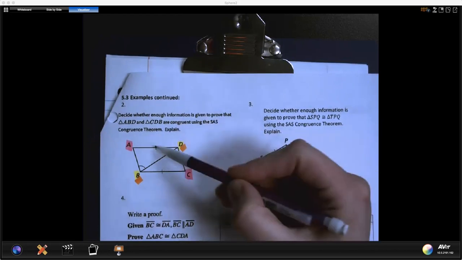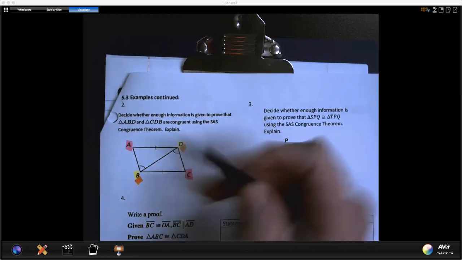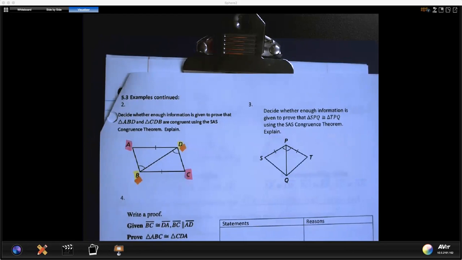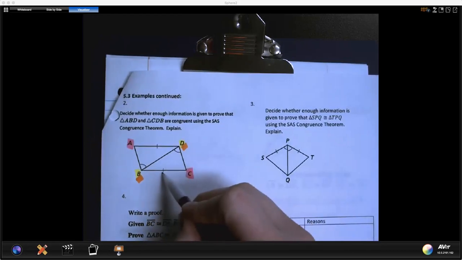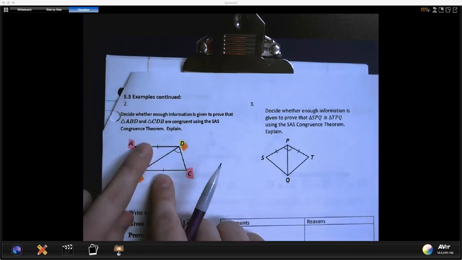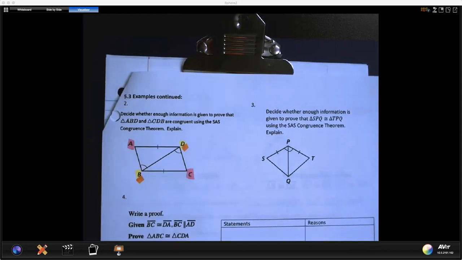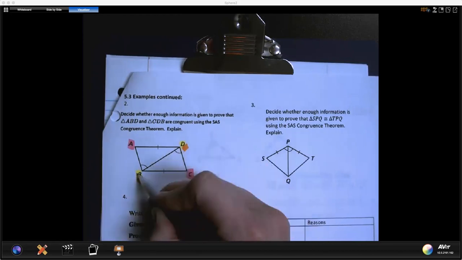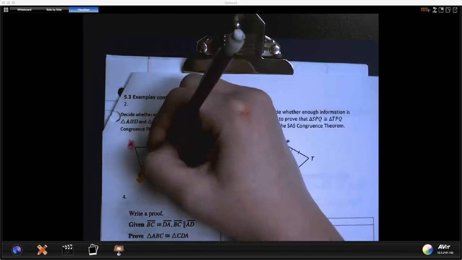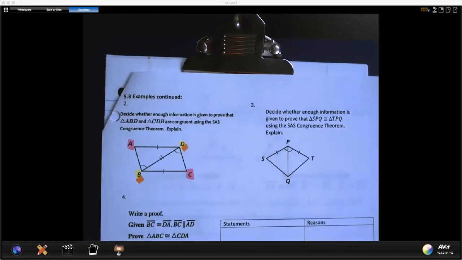Okay, so I know that AD is congruent with CB. We have those matching parts, right? What is something else on here that's congruent but not marked? Yeah, it's the line between the two. Correct. So can I say that this line is congruent to itself? Yeah, it's sitting on top of itself, so therefore it is itself.